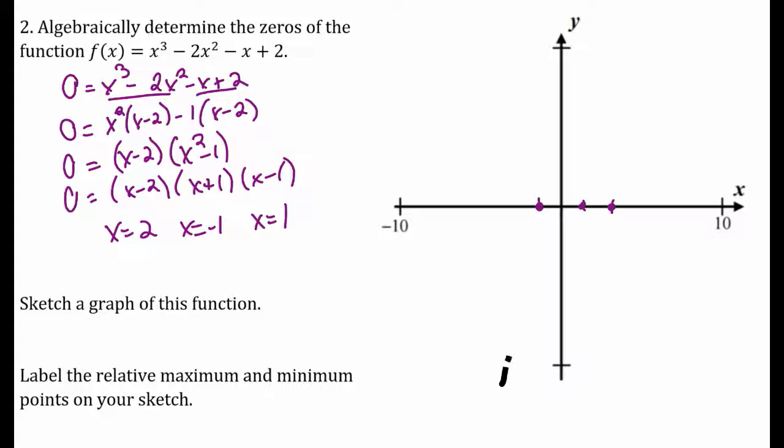It starts at negative infinity. Don't want it dotted. It starts at negative infinity, hits the x-axis, turns around again, and then goes off to infinity. So that's a sketch of the graph of f of x.